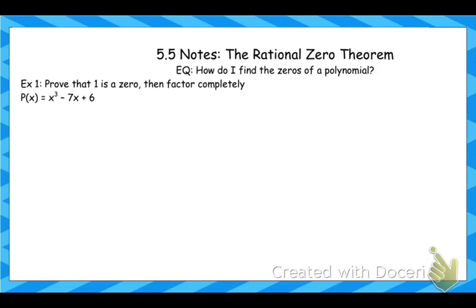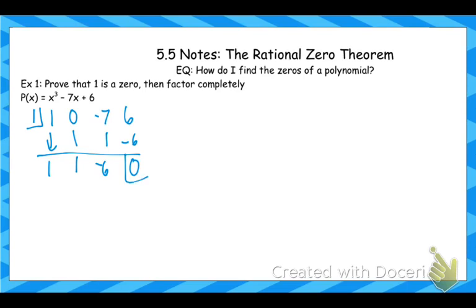So the first thing we're going to do is prove that 1 is a 0. We're going to do that using synthetic division. Well, if 1 is a 0, then I should get 0 as a remainder when I do synthetic division. So remember, I've got 1, I fill in my 0 placeholder. I'm going to go ahead and do my synthetic division. Okay, and I do get 0 as a remainder. That right there is my proof.